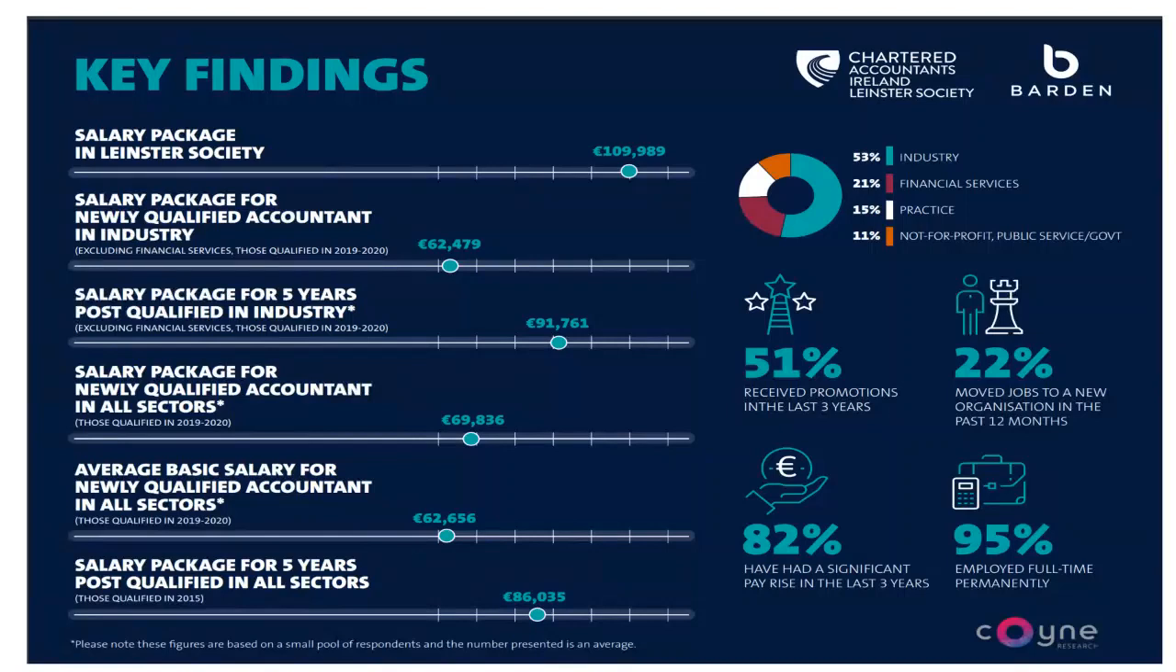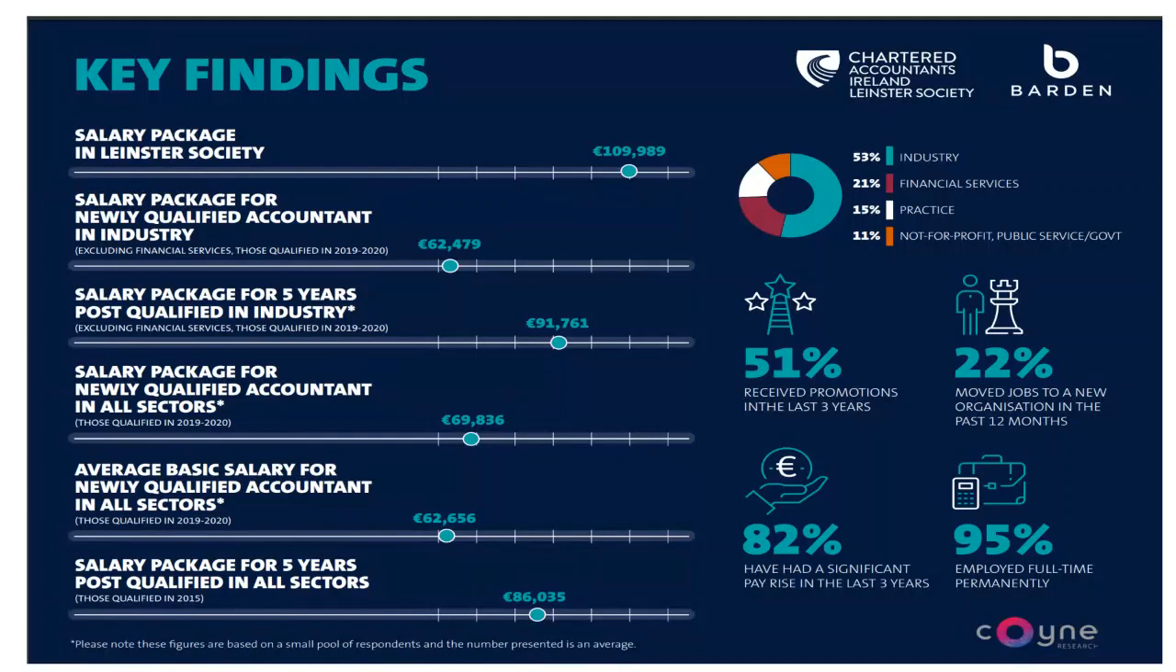So that would include the likes of benefits in kind, like medical insurance and company cars and things like that. So you can see from this slide, it just gives you an idea, as recent as 2020, the types of salaries that are available to chartered accountants. And one I would like to draw your attention to is the headline figure of nearly 110 grand being the average salary package in the Leinster region.